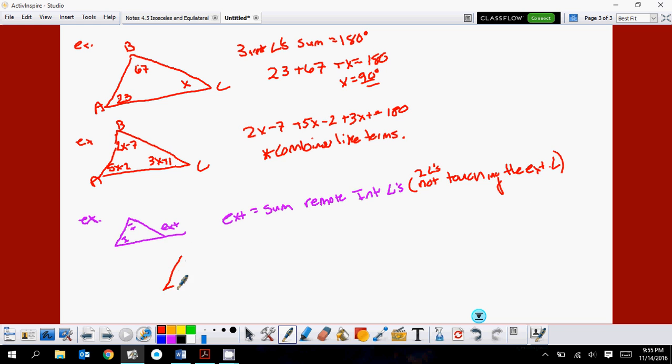So an example, let's say I've got 60 and 50. That means the exterior angle is 110. Okay. I can do the same thing if I had x's.